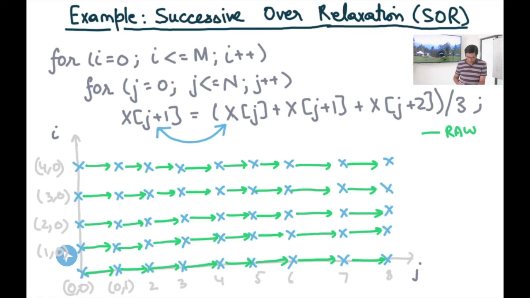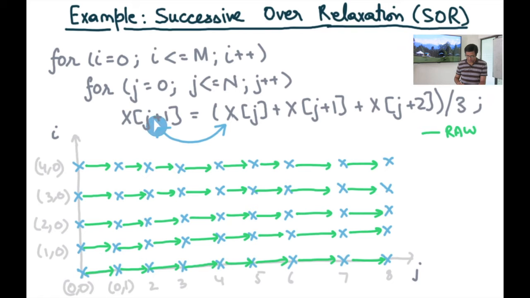Alright, so basically the 1, 0th iteration cannot be executed before the 0, 0th iteration, because they are both involved in writing to the same data element, and so there is a write after write dependency. In fact, there are more dependencies.